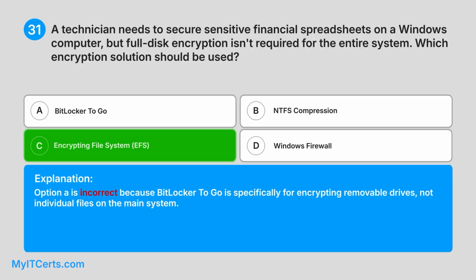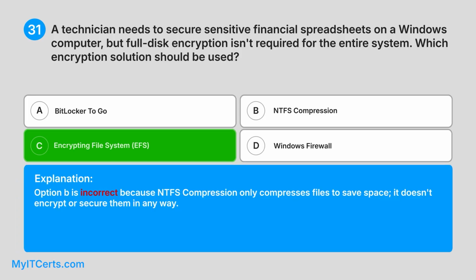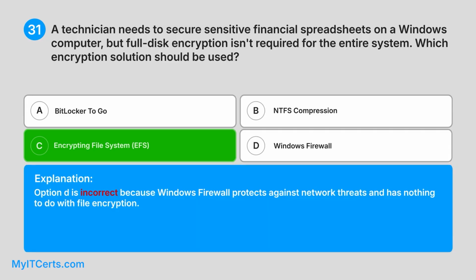Option A, BitLocker To Go, is incorrect because BitLocker To Go is specifically for encrypting removable drives, not individual files on the main system. Option B, NTFS compression, is incorrect because NTFS compression only compresses files to save space. It doesn't encrypt or secure them in any way. Option D, Windows Firewall, is incorrect because Windows Firewall protects against network threats and has nothing to do with file encryption.